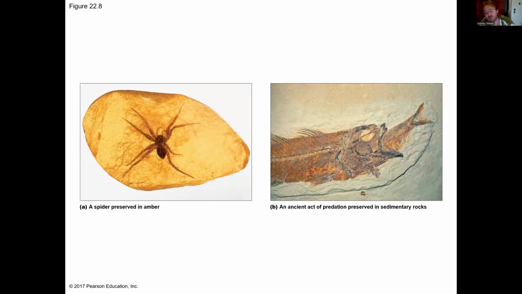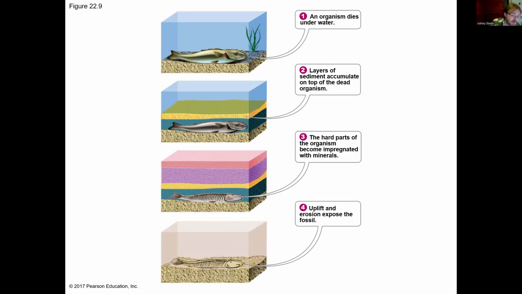Here are a couple different examples of fossils. Here is a spider that got fossilized inside of a chunk of amber resin. And here is a fish that died in the middle of eating a fish, and most likely choked to death, that then had an impression of its body and bones saved in the sedimentary rock. And this is how that process works. Organism dies underwater, sediment accumulates on top of them. The hard parts of the organism become impregnated with minerals, usually calcium. Then eventually uplift and exposure expose the fossil to be grabbed for a museum.